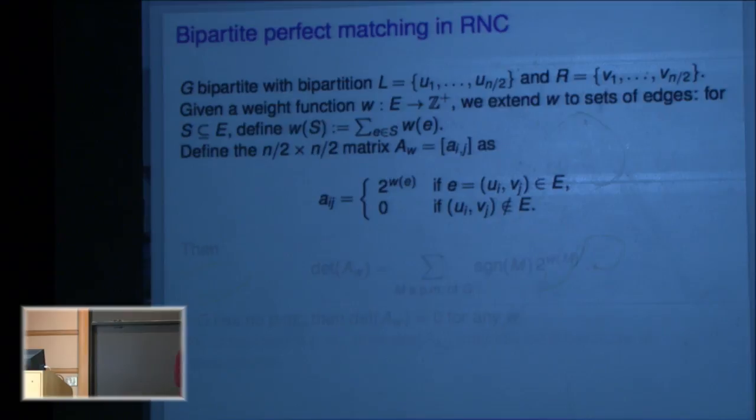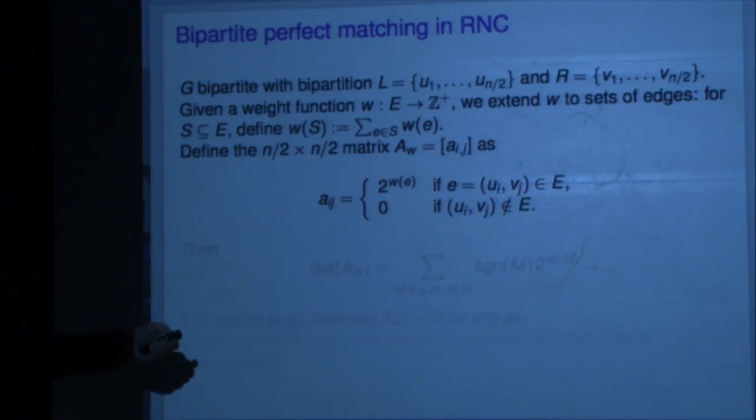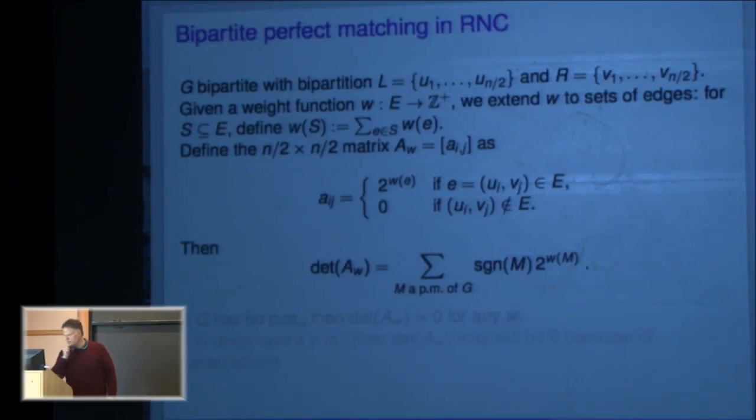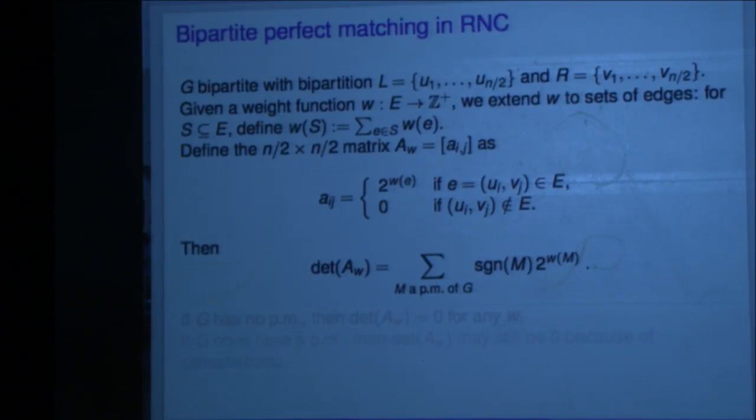So we define this matrix, which looks like the bi-adjacency matrix for the graph. If U_i is connected to V_j, then we let the entry be 2 to the power of the weight, and if it's not connected, we just put a zero there. It depends on the weight, obviously. If you take the determinant and the usual expansion as terms, the non-zero terms take an entry from every row and every column and multiply them together, which adds up the exponents. So the terms correspond exactly to the perfect matchings of the graph, and the size of the term is 2 to the weight of the matching.